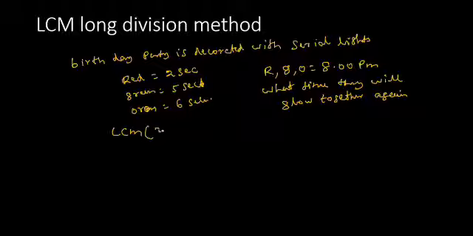So the LCM of 2, 5 and 6 seconds. Now 2 is a factor of 6, so we ignore that. Now we take 5 and 6. 5 and 6 are co-prime to each other, so 5 into 6 is 30. So 30 is the LCM of these.